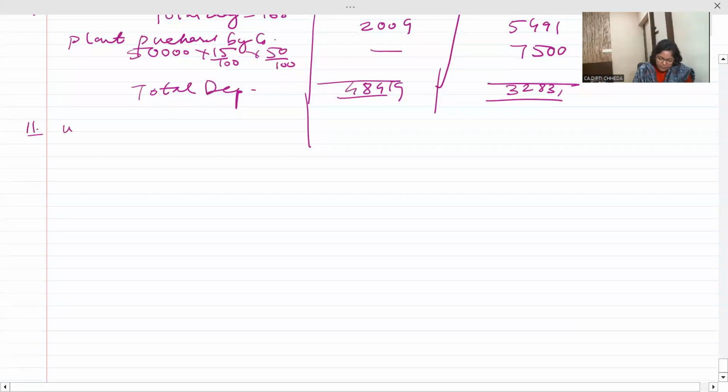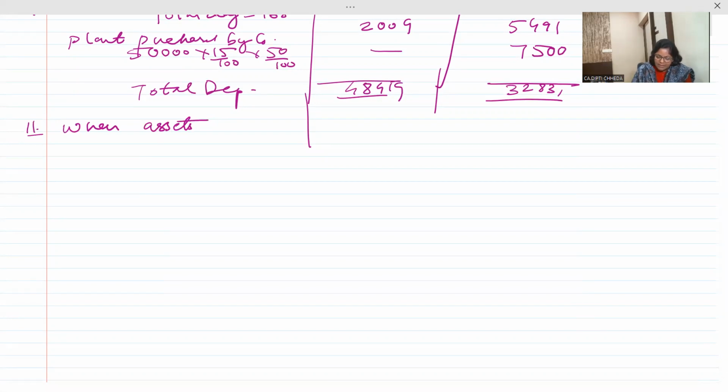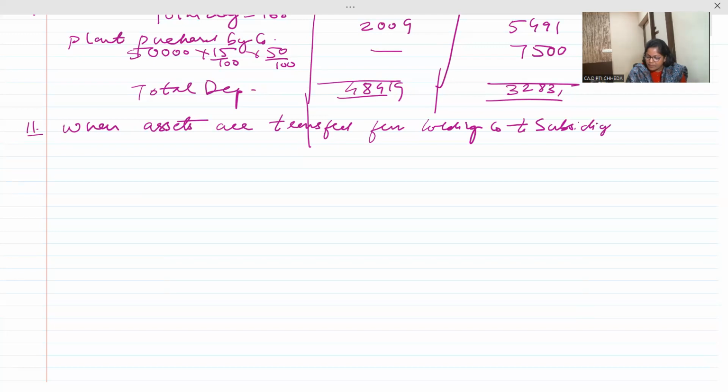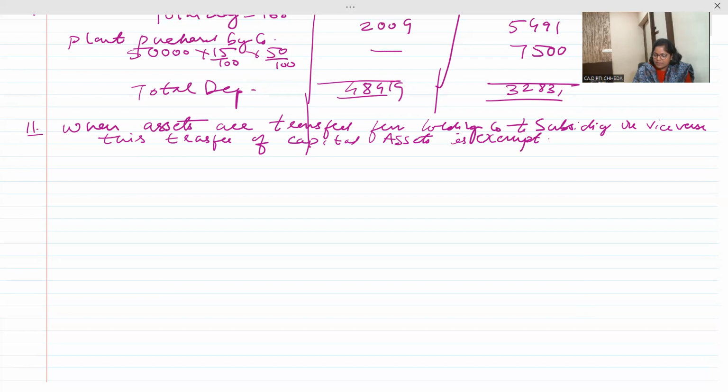11th problem. When assets are transferred from holding company to subsidiary or vice versa, subsidiary to holding company, this transfer of the capital asset is exempt.